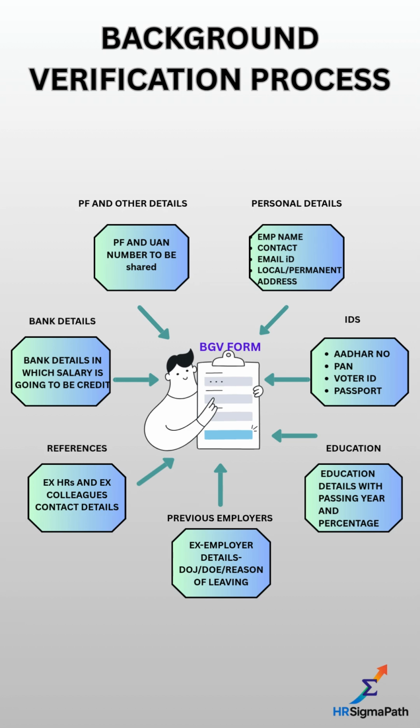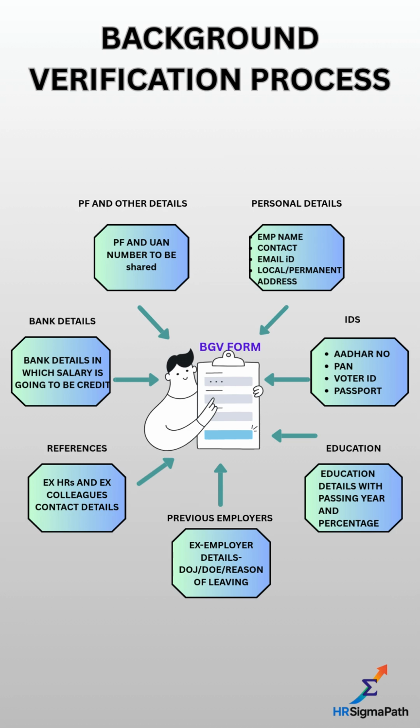In personal details or IDs, this section consolidates your personal identifiers and ensures consistency across all the documents to avoid delays in verification. It starts with your full name, contact number, and email ID. These are your primary identifiers and will be used for all communication during the verification process.